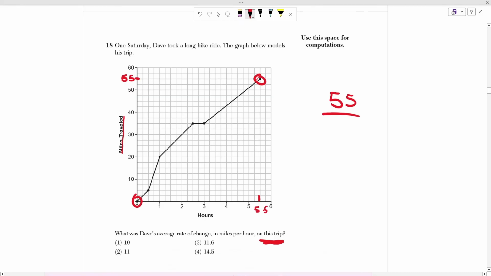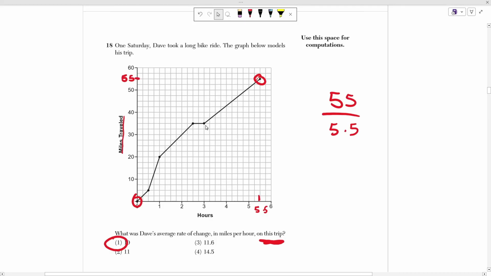So in order for me to find his average rate of change for the entire trip, I take his total distance, right, and I divide it by the time. So I do 55 divided by 5.5. And here, my answer is going to be number 1, 10, right? 5.5 goes into 55 10 times, so his average rate of change is 10 miles per hour for the whole trip, okay?